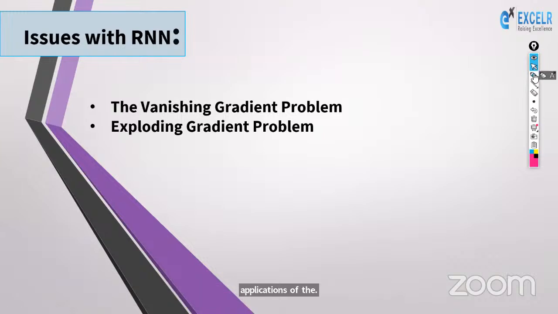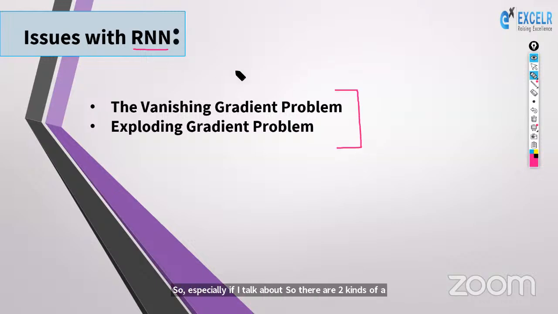Now, guys, not only with RNN, with any kind of neural network, it can be CNN, it can be ANN, because weight optimization is happening with all kinds of deep learning or AI-based models. So especially if I talk about RNN, there are two kinds of problems this kind of network will face. And it is not restricted to only RNN, as I told you. This is a very general problem with any kind of neural network. What is the issue? There are two issues: the vanishing gradient problem and the exploding gradient problem. Let's understand, guys, what are these two issues.